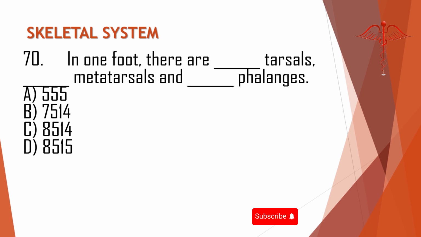70. In one foot, there are dash tarsals, dash metatarsals, and dash phalanges. A. 5, 5, 5. B.